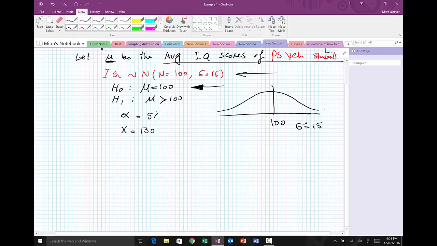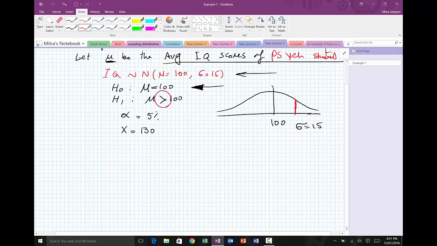When I say the significance level is 5%, what does it mean? First of all, this is a one-tailed test because it's directional. We say the IQ scores of psych students are higher, so it has a direction. We are looking only at the right tail of the distribution.